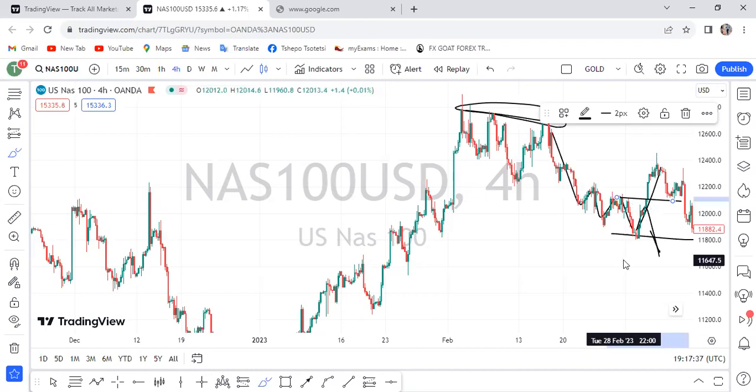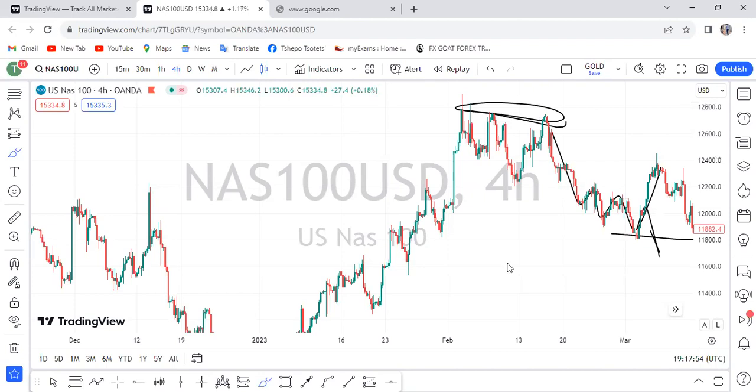So if you can check the structure of how Nasdaq moves, it will never move without a double top or a double bottom. That's the secret of Nasdaq. So for a Nasdaq to move, it needs to make a double top or a double bottom. So let me show you how I get my entries when it comes to Nasdaq.